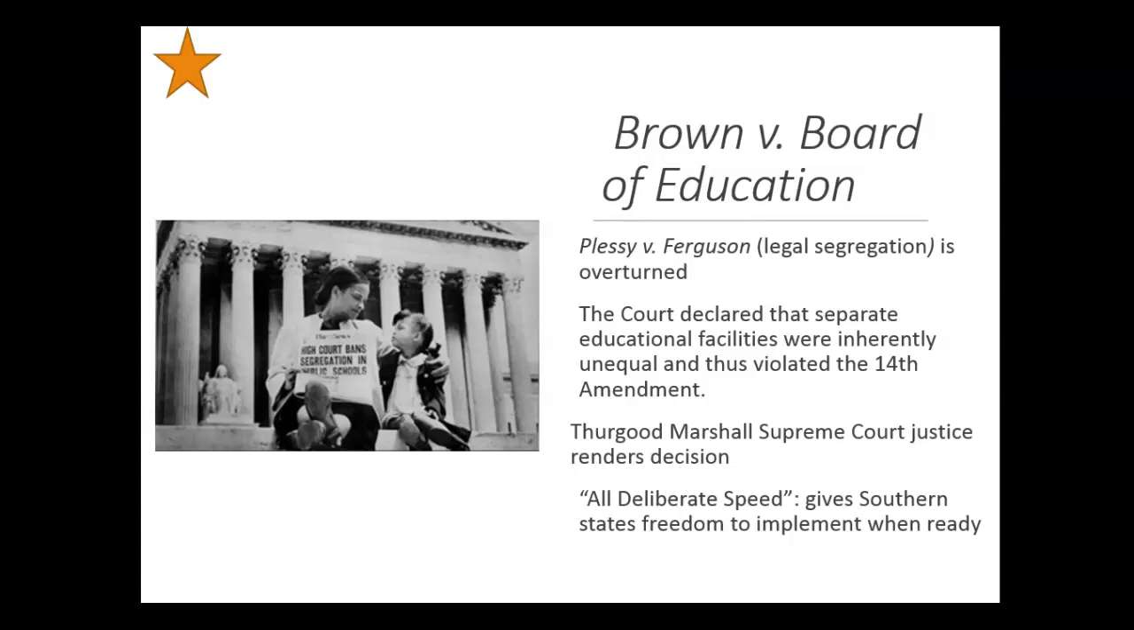Their famously ambiguous order in 1955, what came to be known as Brown No. 2, that school districts desegregate with all deliberate speed, was so vague and ineffectual that it left the actual business of desegregation in the hands of those who opposed it. In most of the South, as well as the rest of the country, school integration did not occur on a wide scale until well after Brown.